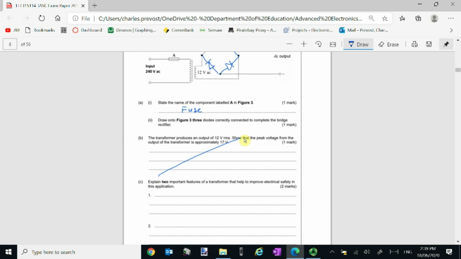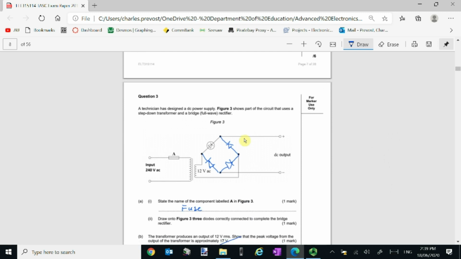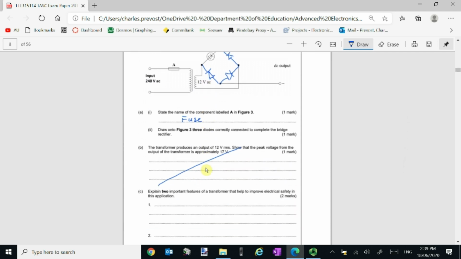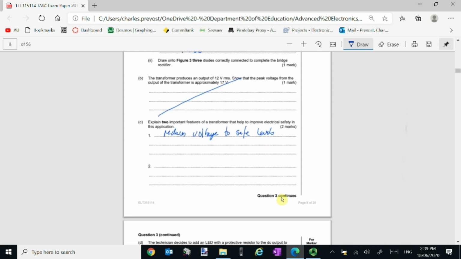Okay, part C, explain 2 important features of a transformer to help improve electrical safety. So there's the 2 features that this is going to be talking about. Is we have 240 volts on the input there. Now that's a lethal voltage. So its input is going to be a lethal voltage, but its output is going to be something much safer to work with, 12 volts. So it reduces the voltage to safe levels. That's one of them.